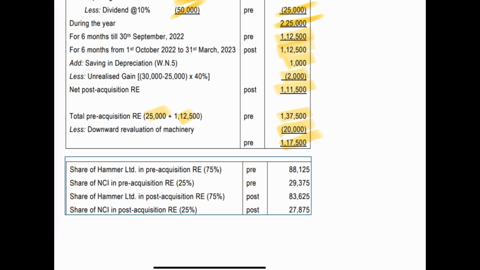So we'll have to allocate both pre-acquisition profit and post-acquisition profit between the holding company and the non-controlling interest. The holding company has a share of 75% and NCI has a share of 25%. So we'll allocate the pre-acquisition 117,500, 75% to H and 25% to NCI. Similarly, post-acquisition 111,500, 75% to H and 25% to NCI.